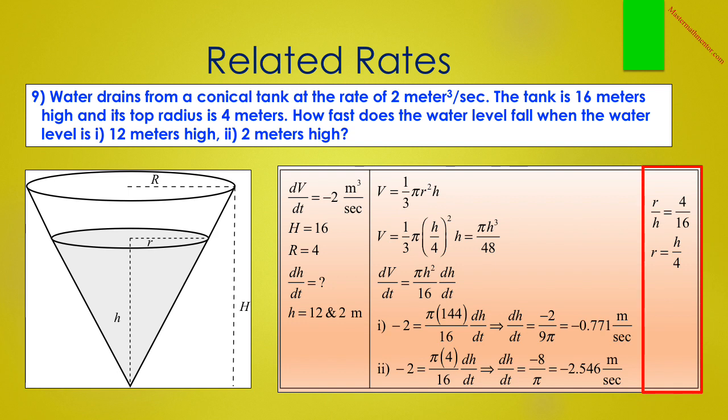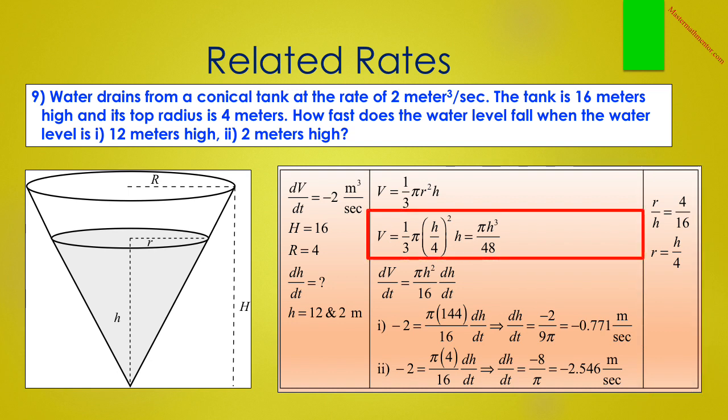If you look at the picture, realize that we have two similar triangles with capital R and capital H and little r and little h. So small r is to small h as 4 is to 16. We then solve for one of the variables. Since we want dh/dt, we would like to get rid of the r. So we'll solve for r, and r is equal to h over 4. Back to our V formula, and we get V is equal to 1/3 pi, h over 4 quantity squared, times h, which is equal to pi h cubed over 48.